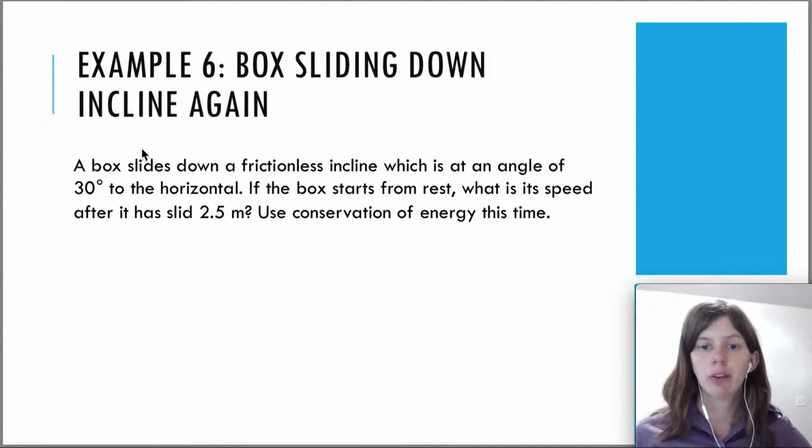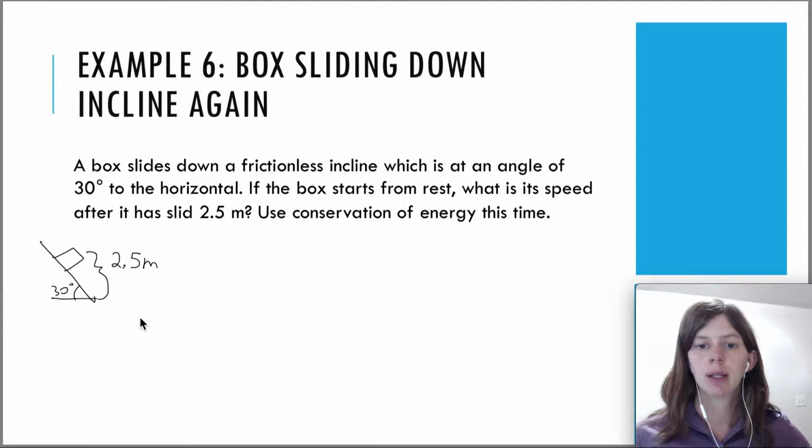So this was a box that was sliding down a frictionless incline, and there was an angle of 30 degrees here with the horizontal, and then the box was starting from rest. What was the speed after it slid 2.5 meters down the incline? So use conservation of energy this time.